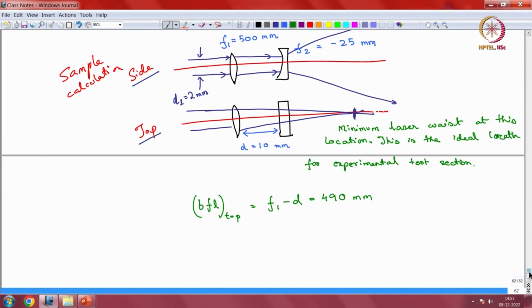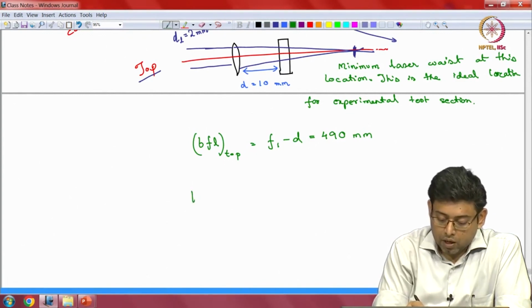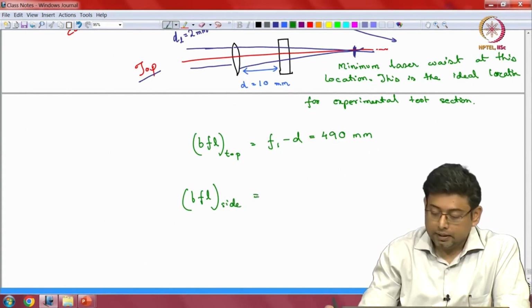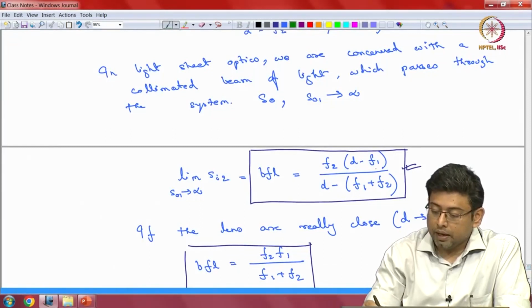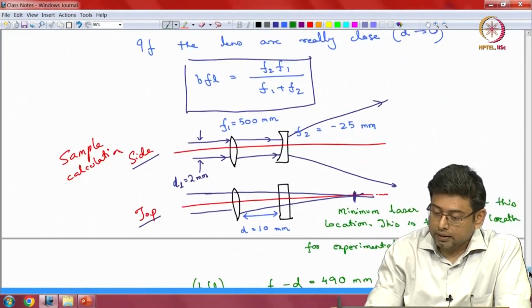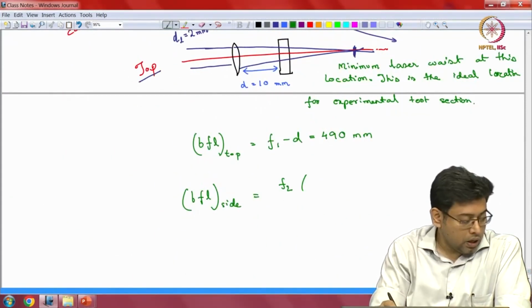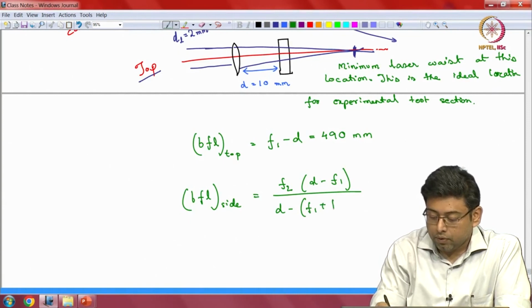But what is the back focal plane with respect to the side view? So, the back focal plane for the side view we still have to calculate. So, let us see what the formula said. The formula was f2 d minus f1 d minus f1 plus f2. Okay. So, let us write this down. We have f2 d minus f1 d minus f1 plus f2.